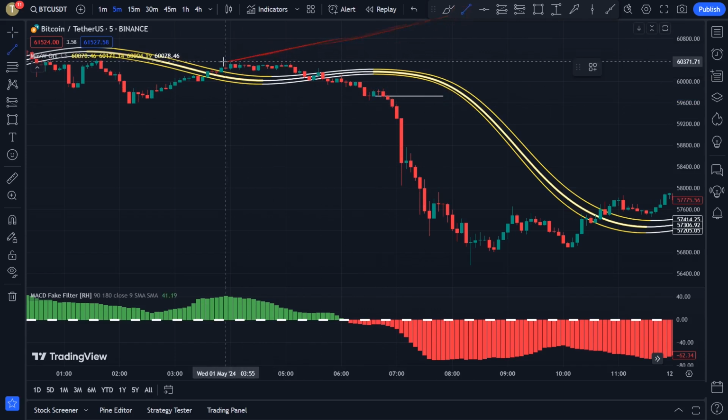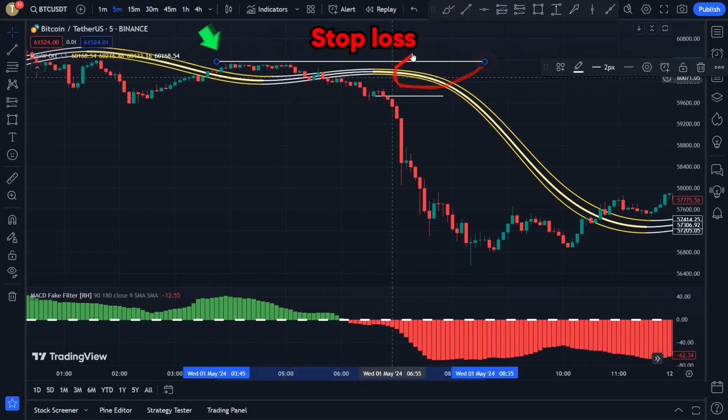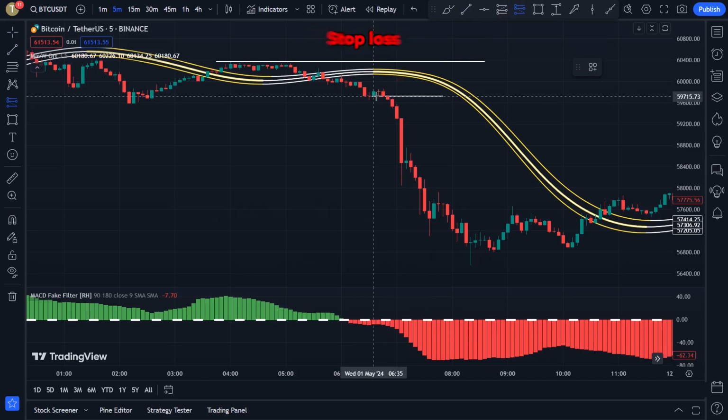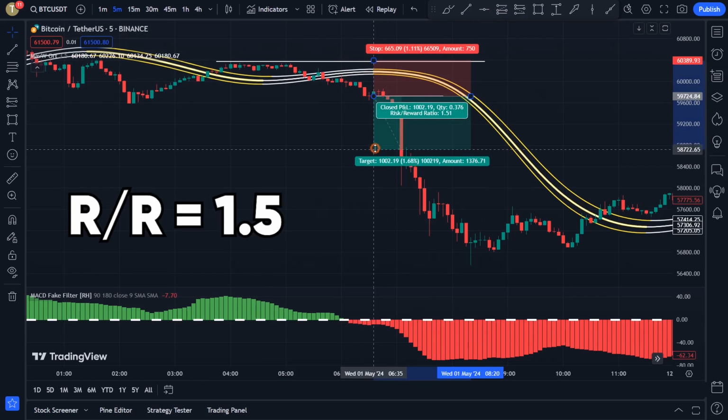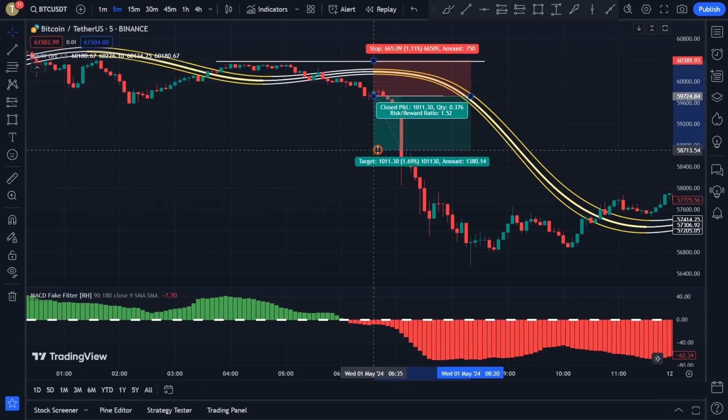We place our stop loss slightly above the last swing high. For the take profit, we consider a risk to reward ratio of 1 to 1.5 and wait for the trade to close with profit.